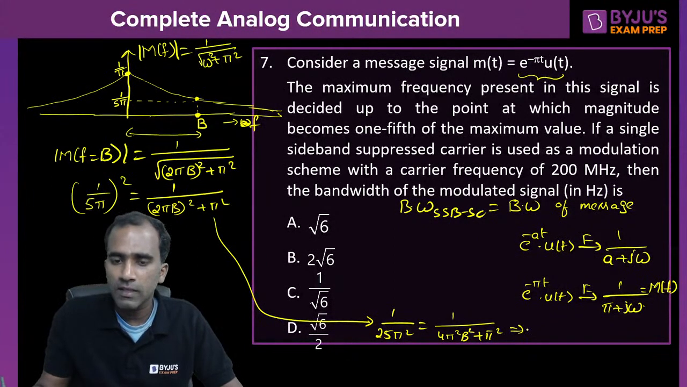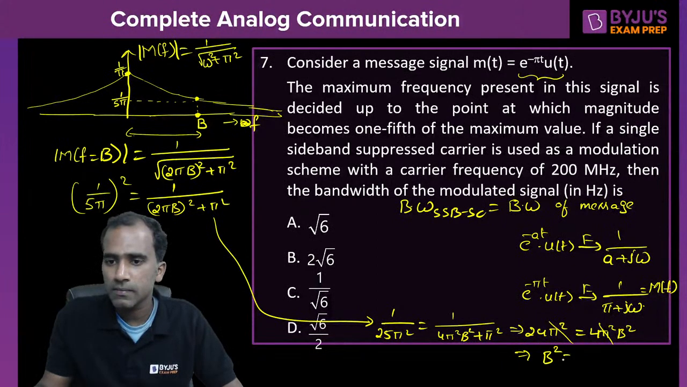So this pi square onto the other side becomes 24 pi square. I'm equating the denominators. Then 24 pi square is equal to 4 pi square into b square. Pi square gets cancelled, 4 gets cancelled with this, it becomes 6. So b square is 6 and b is equal to root 6.